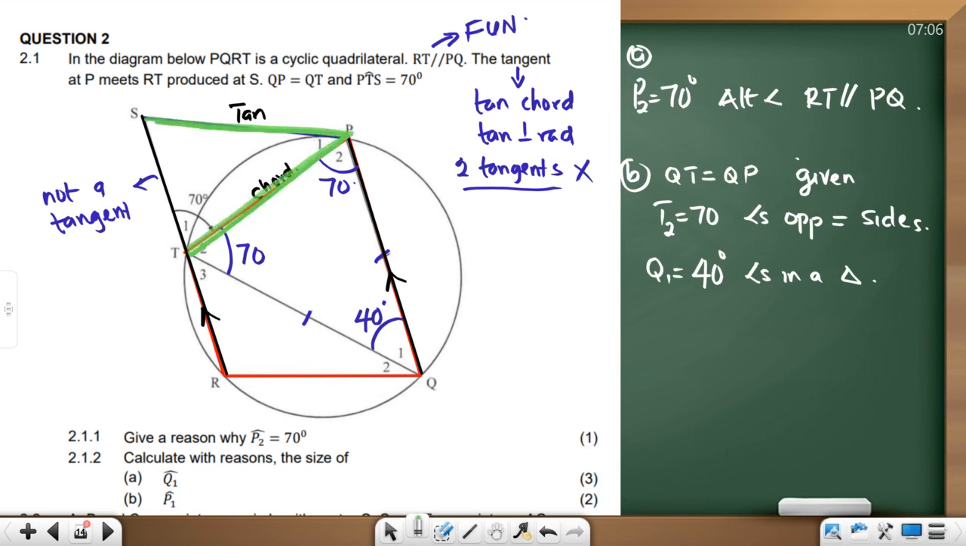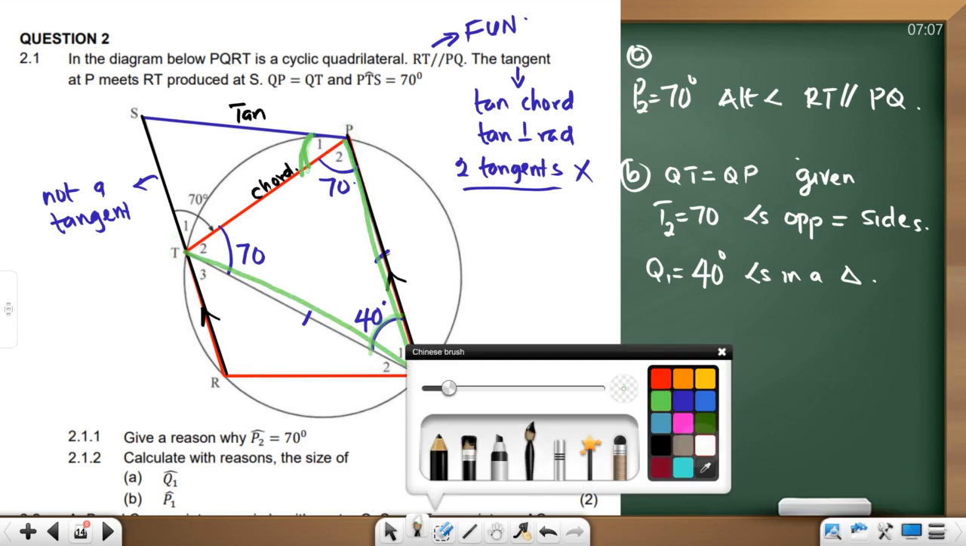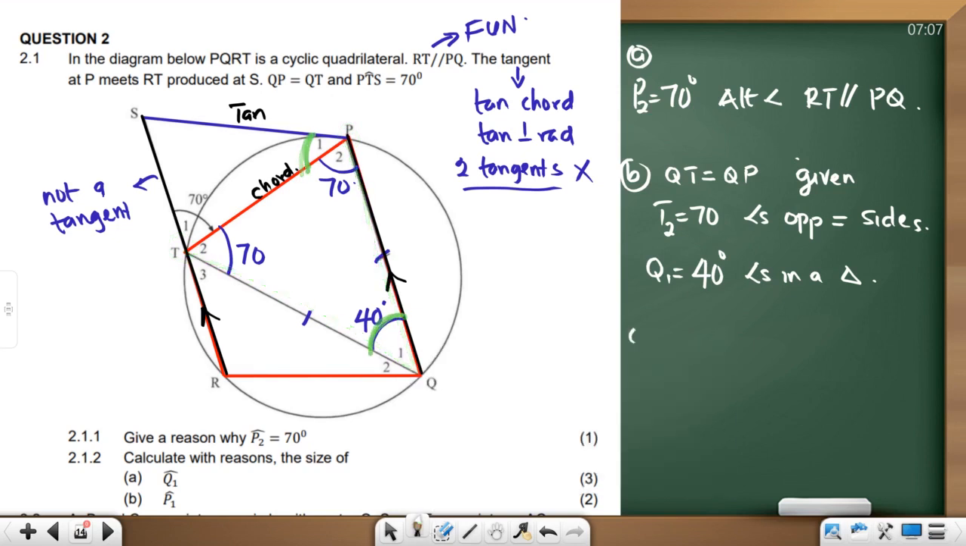I told you, tangent chord. All right, what chord are we using? PT. That's the name of the chord. Where does PT subtend an angle? PT subtends an angle at Q1. So P1 is 40 degrees, tangent chord theorem. And boom, we are done.